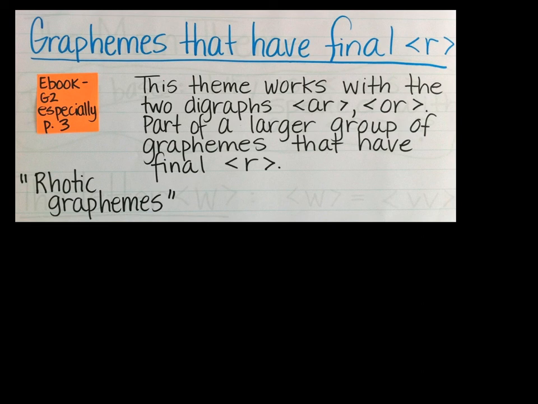Graphemes that have a final R. When I used to teach phonics, these were sometimes called R-controlled vowels. I believe this is what Melvin is talking about here. You can get more definitive information, especially for our grade 2 teachers who are going to be standing on this theme the rest of this year and next year, by looking at the ebook on page 3. But basically, this theme works with the two digraphs, AR and OR, which are part of the larger group of graphemes that have this final R. They are called rhotic graphemes. You can get more information by looking at the ebook.